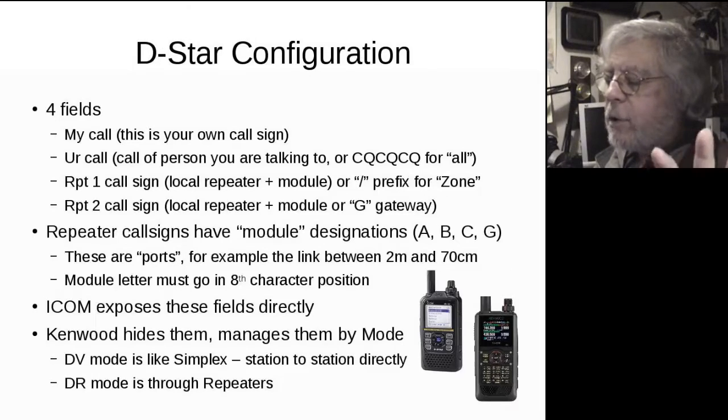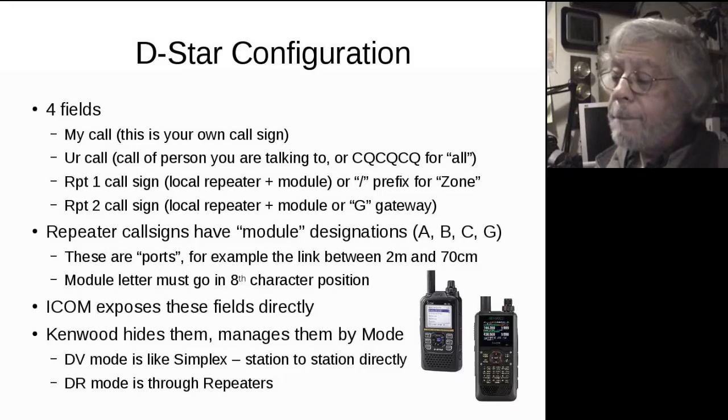ICOM exposes the fields very bluntly in their configuration, which is why it's very flexible but easy to get wrong. Kenwood hides them. They try to make things easy for you, which generally, if you don't mess with them, does pretty well. But if you want to get in there and do things kind of unusually, it can get kind of tricky. So there's the DV mode and DR mode, which makes things easy for the Kenwood. But it's all there if you want to dig into it.